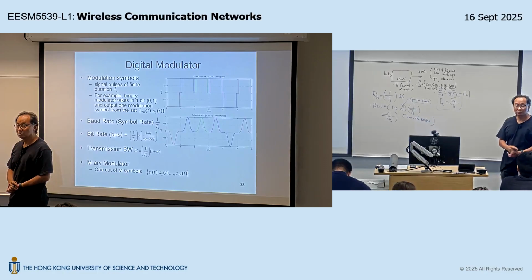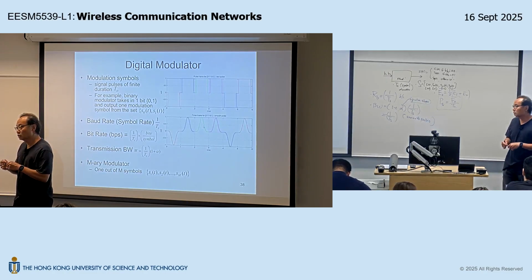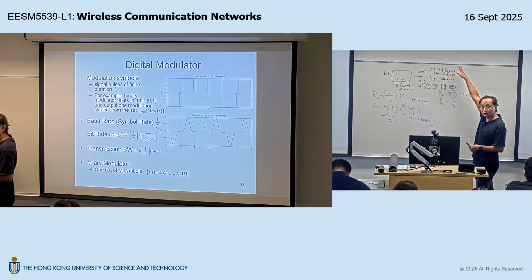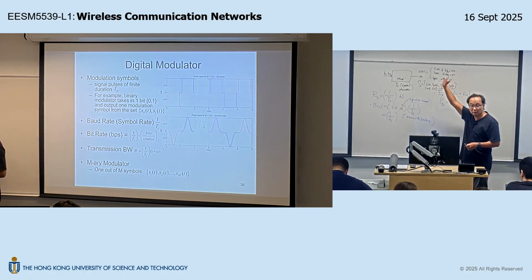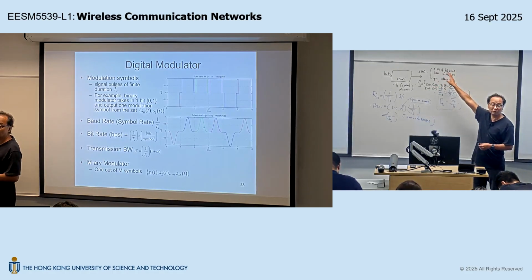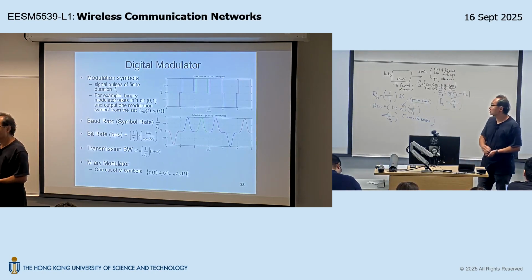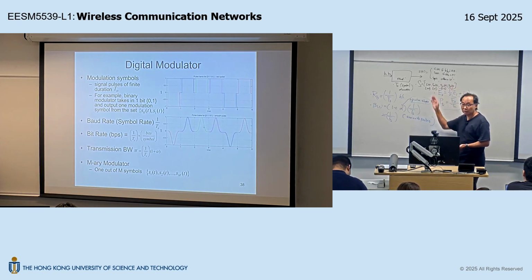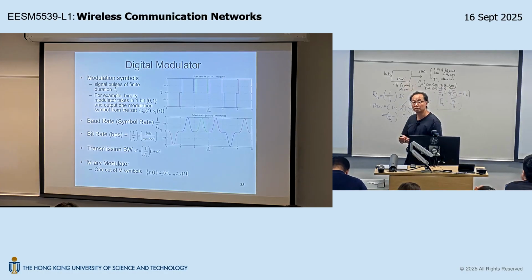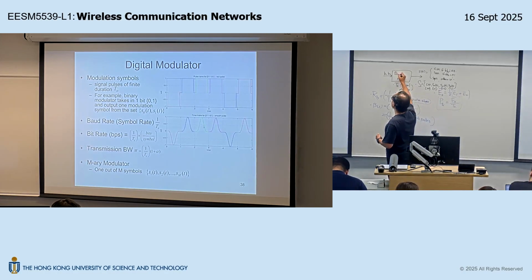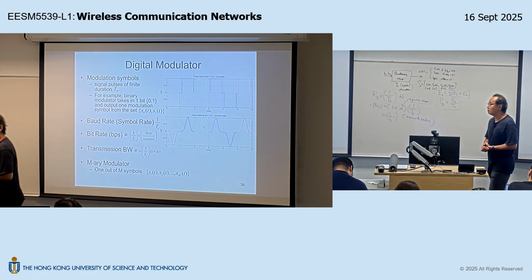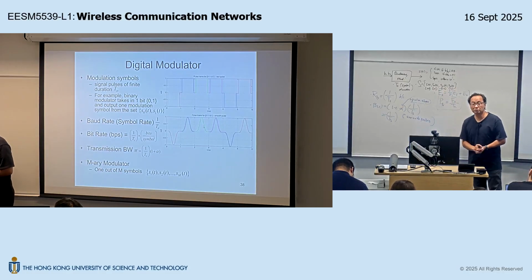So the operation would be just slightly modified. I have 4 possible waveforms in my output, depending on the two input bits combination. Is that okay? Now, since I have 4 members in my signal set in this case, I don't call this a binary modulator. I call this a quaternary modulator. Quaternary means 4, okay? So it is named after having 4 members in the signal set.